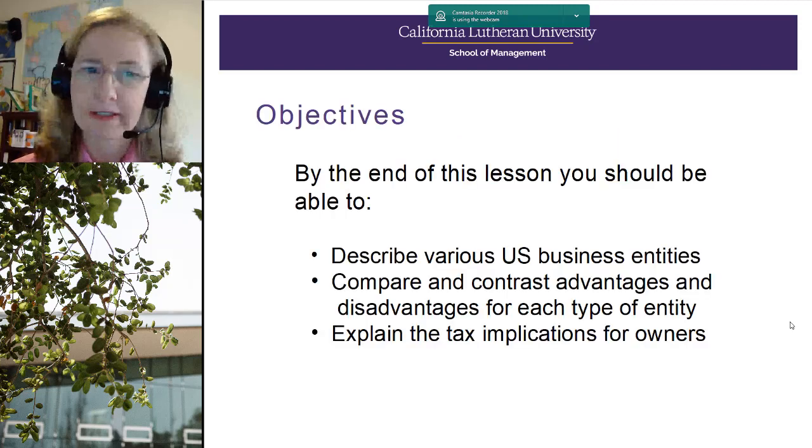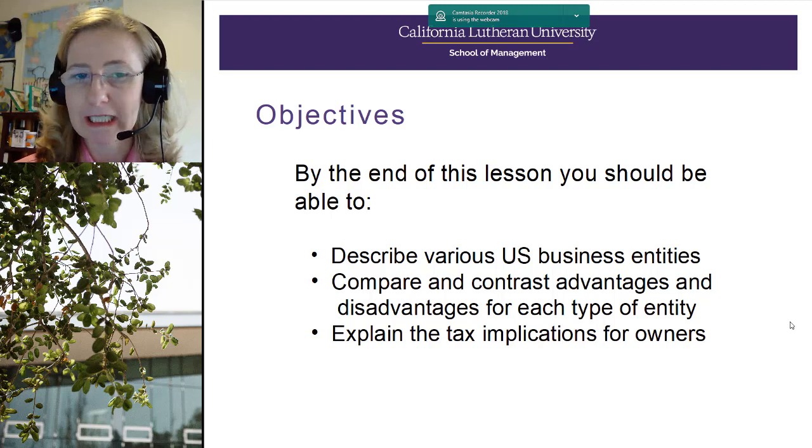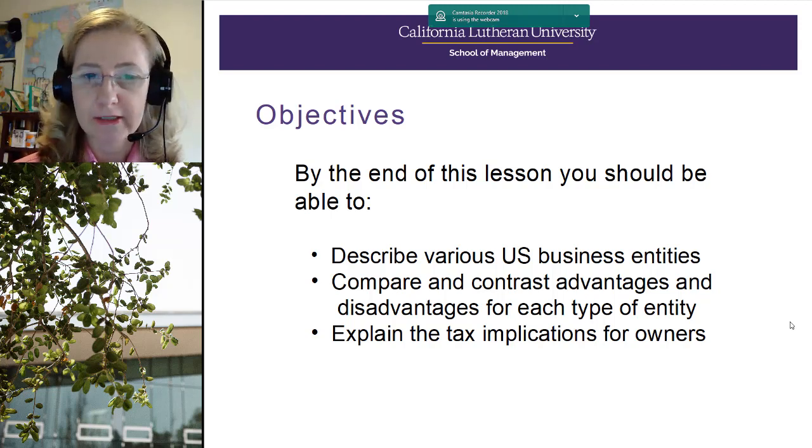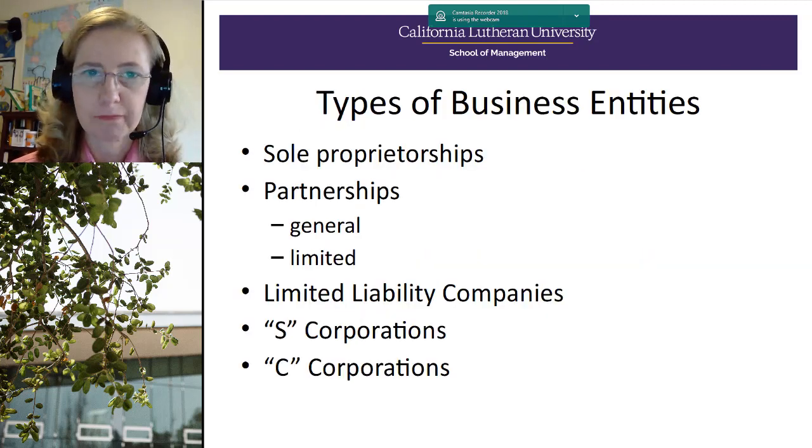By the end of this lesson, you should be able to describe various U.S. business entities, compare and contrast advantages and disadvantages of each type of entity, and explain the tax implications for owners.